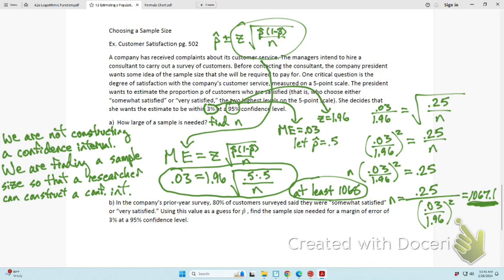So you guys try part B. One little thing changes. Maybe hit pause and try your algebra. All right, part B is 0.03 still, 1.96. Now p hat is 0.8, and I need to solve for n. You can use nsolve on the calculator. You can go all calculator if you want, but in the end, you're going to end up going 0.16 divided by that horrible fraction.